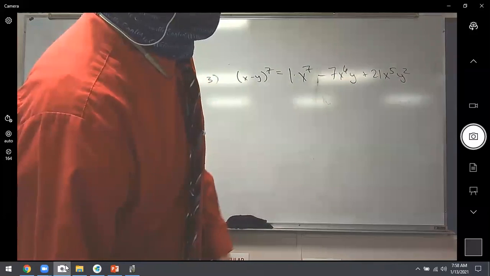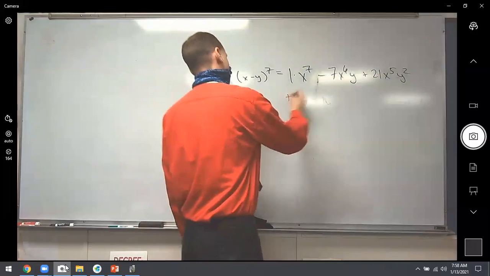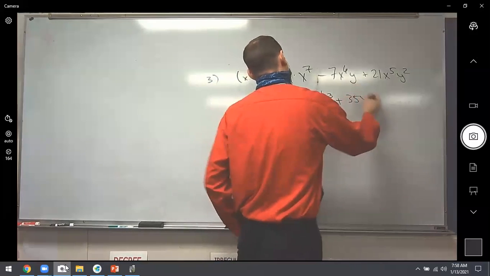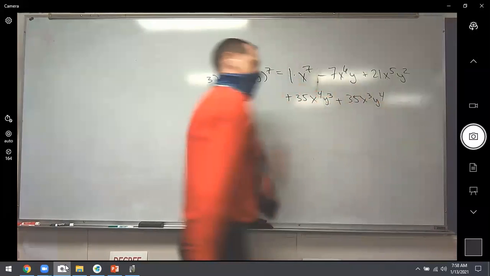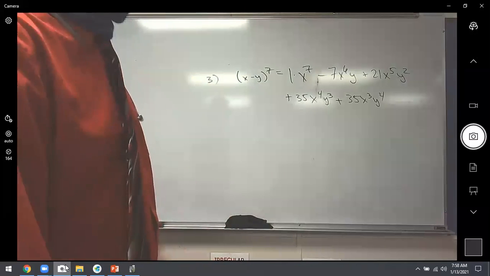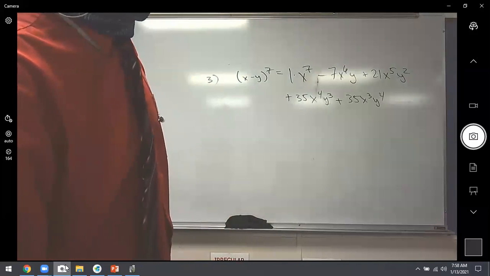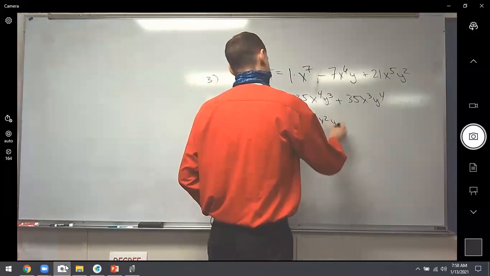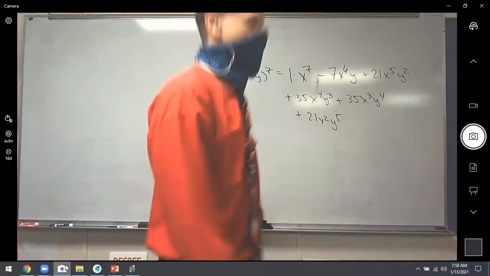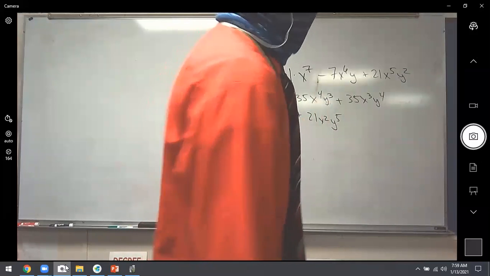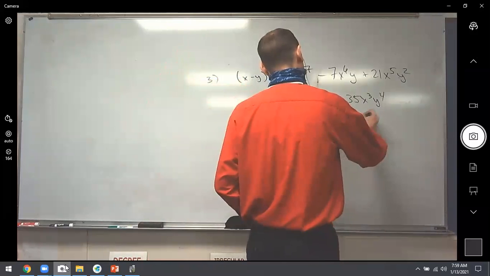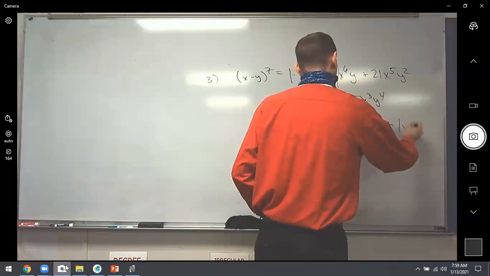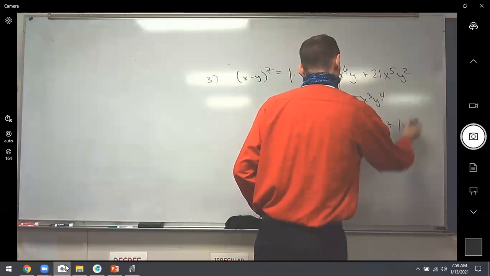And then after that, keep going down the line, plus 35 x to the 4th y cubed. Then there's another 35, so have the x's exponents go down, the y's go up. And what else we got on that? 21 x squared y to the 5th. And after the 21 comes another 7 and then a 1. So a 7xy to the 6th. And then a 1. And then there's no x's anymore, and it's all y's to the 7th.